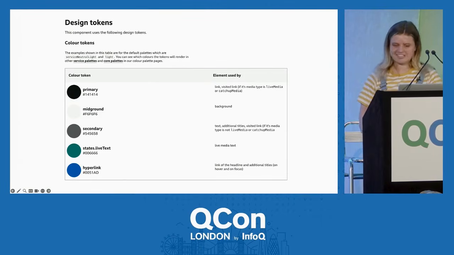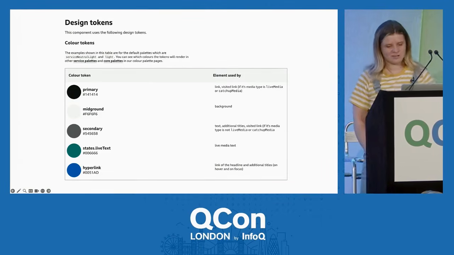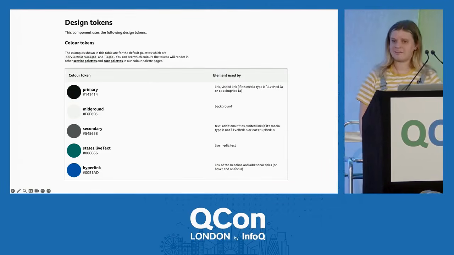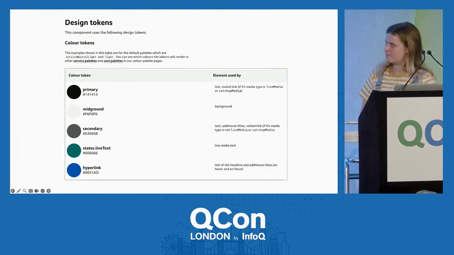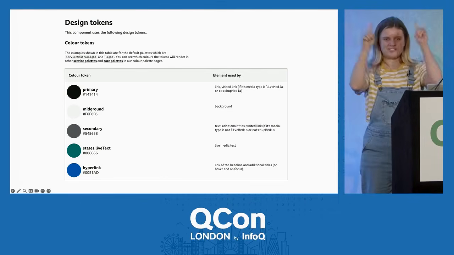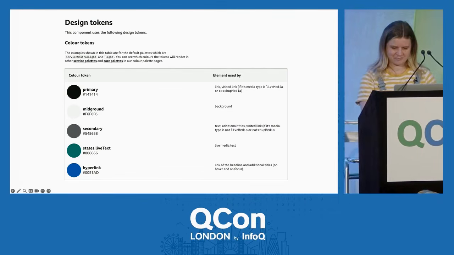And we can also see in that same documentation which tokens that promo is going to need and where it's going to be applying them in the component itself. So again, connecting all of those dots as we're going through and trying to add stuff in.